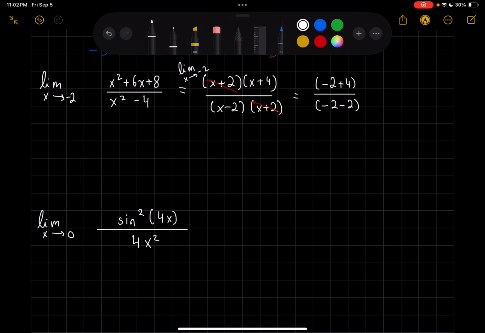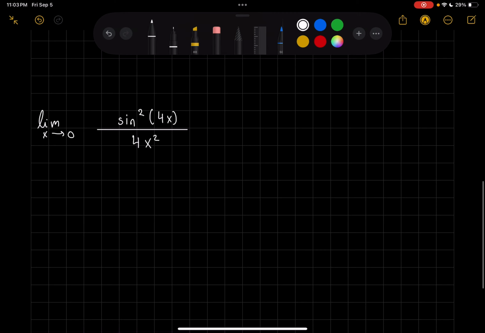Notice that when I reach the substitution phase, which is over here, I stop writing the limit symbol or the limit process over here, because you don't need to write it whenever you're substituting. However, every single step before substituting, you have to write the limit symbol. It's important, and yeah, it will be graded. So -2 plus 4 is going to be 2, and -2 minus 2 is going to be -4, which is going to be -1/2.